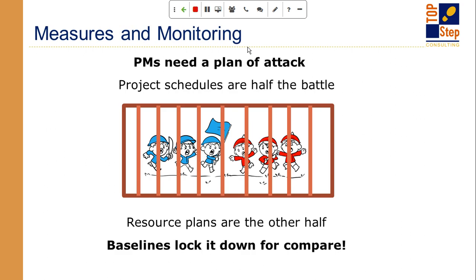So PMs really need a plan of attack. So half of the battle for the plan is the schedule. So it's our little blue guys there. And the other half of the plan is the resources that you need. So you need to figure out how you're going to deliver and who's going to do the delivering. And once you put those two pieces together, you've got the whole battle plan in place. And then you want to lock that battle plan down. You want to capture everything in a cage with something called a baseline.